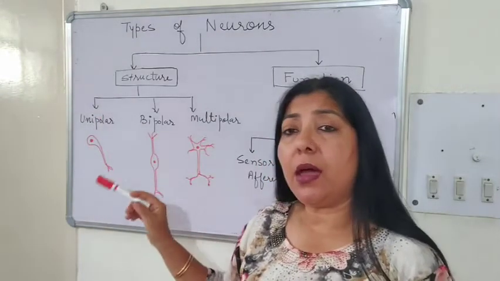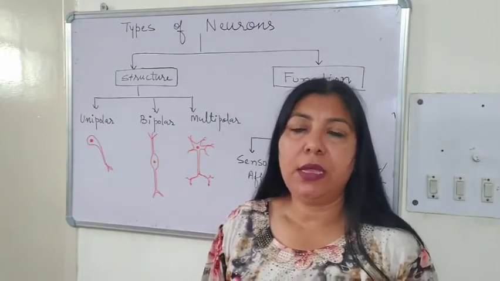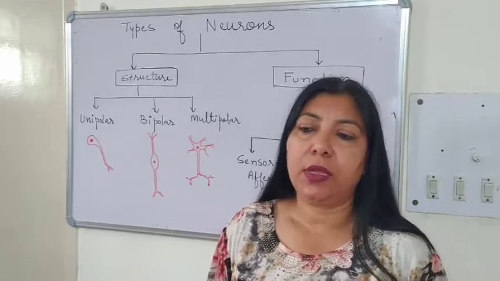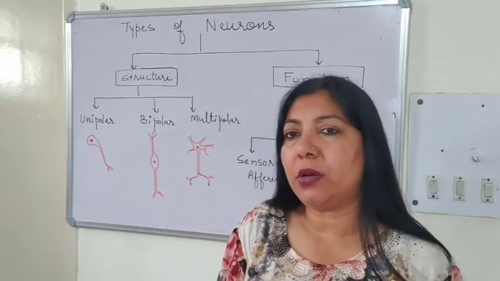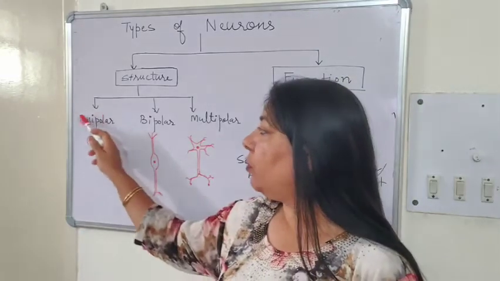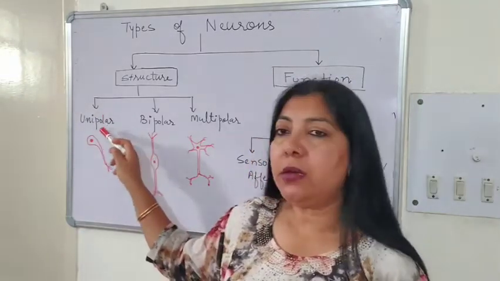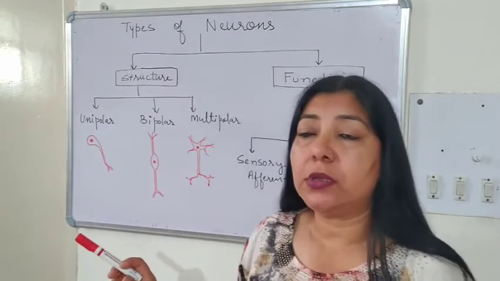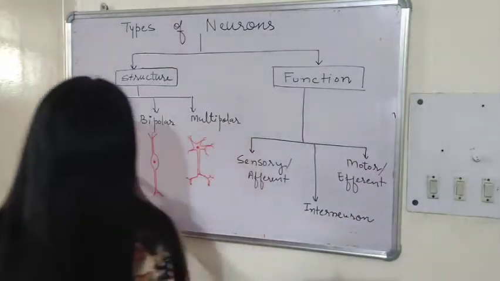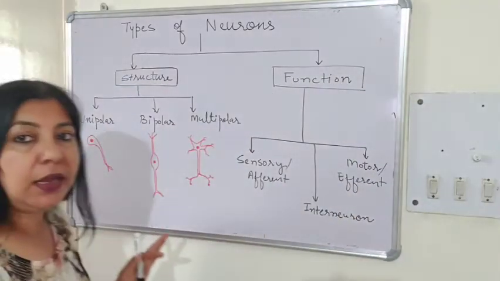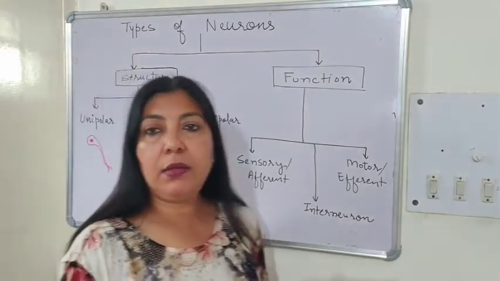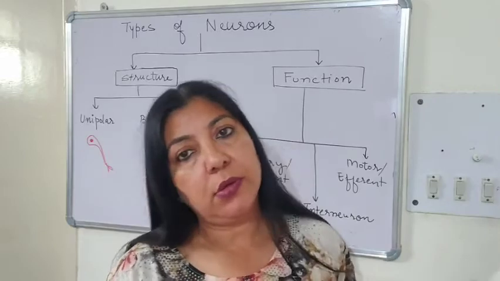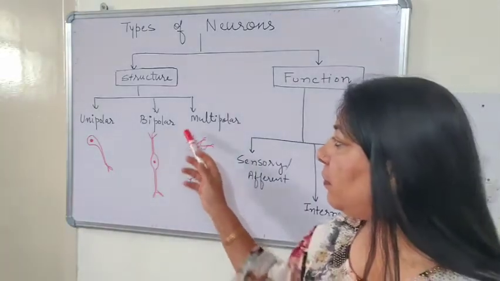Unipolar neurons are mainly present in the sensory organs. They just take the impulses from the sensory organs. So most of the sensory organs have unipolar neurons. They only pass on the information in one direction, that is only from sensory organs to the central nervous system.